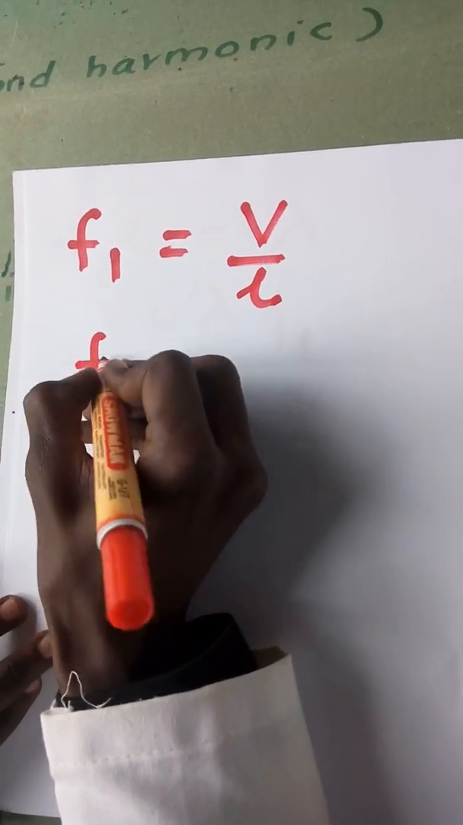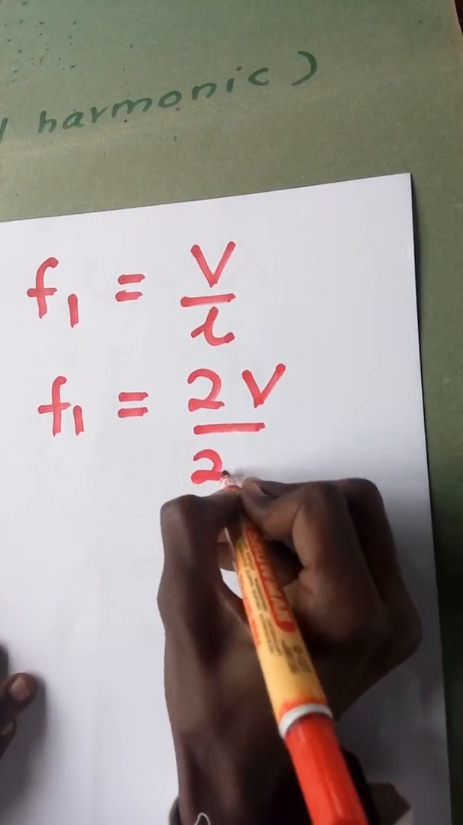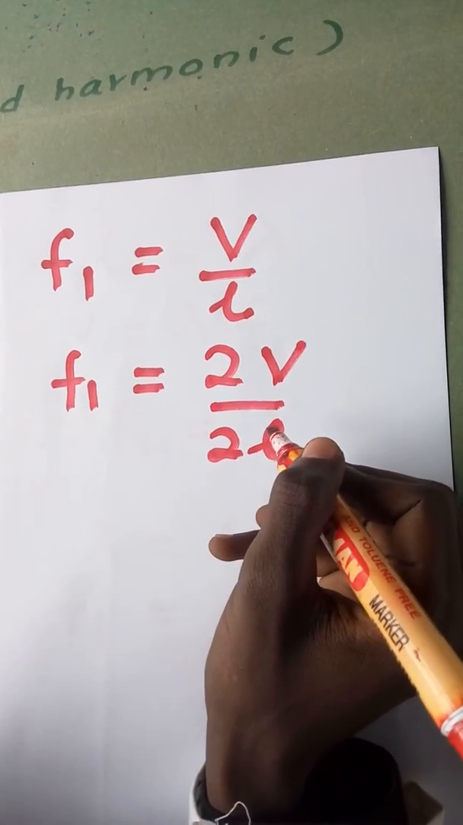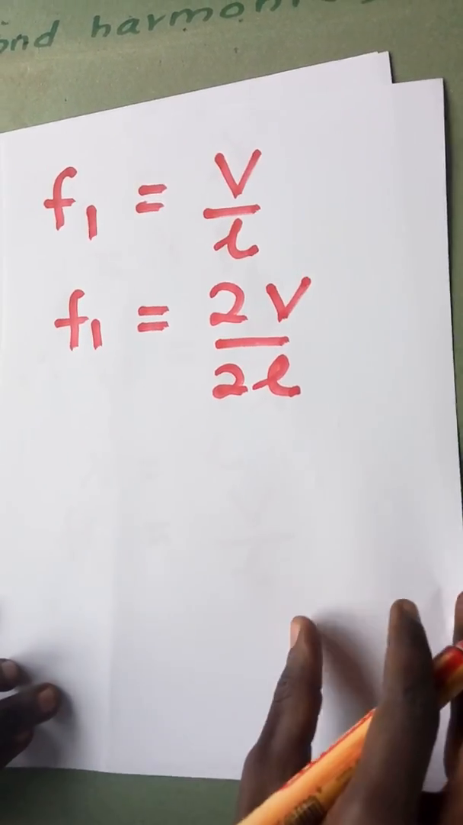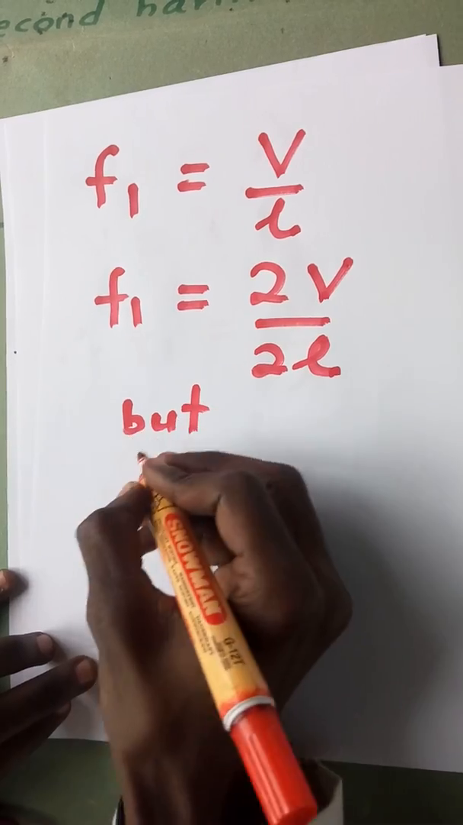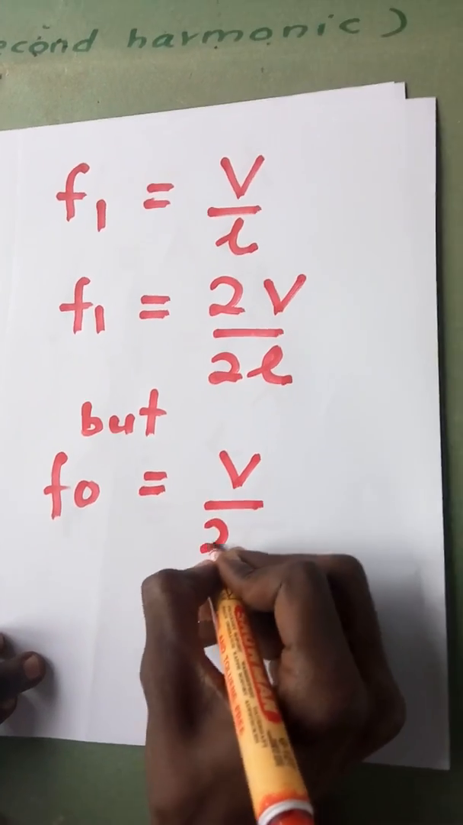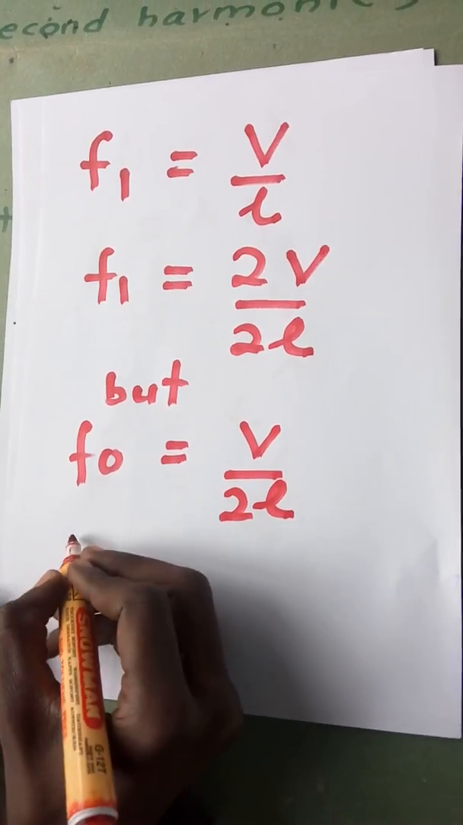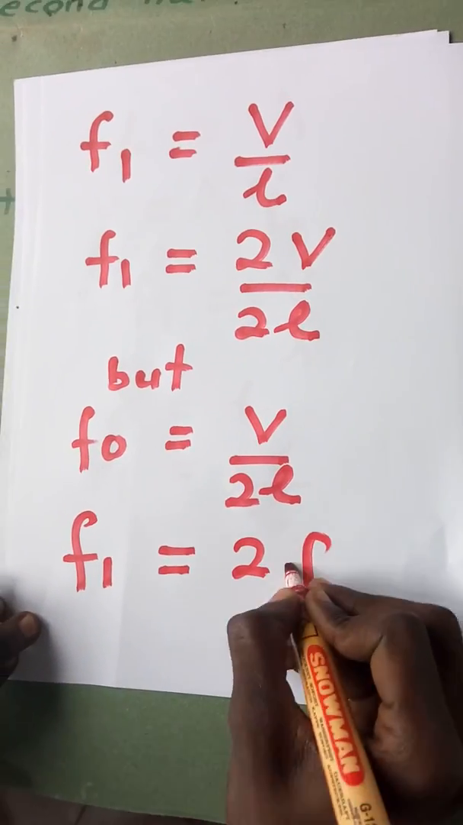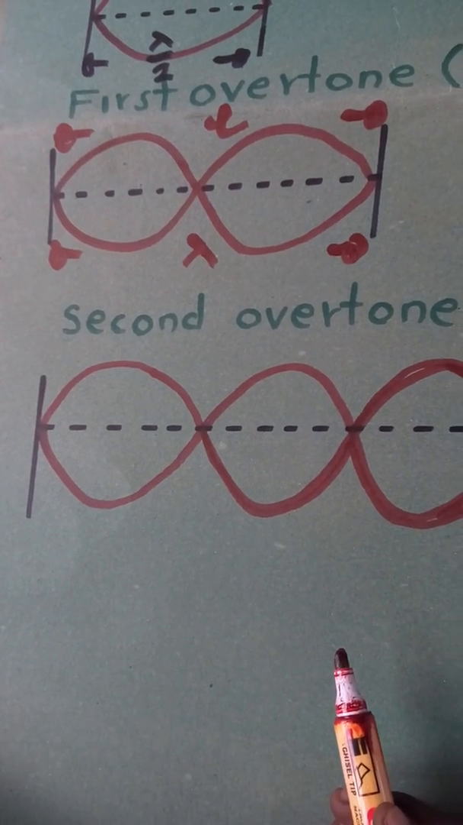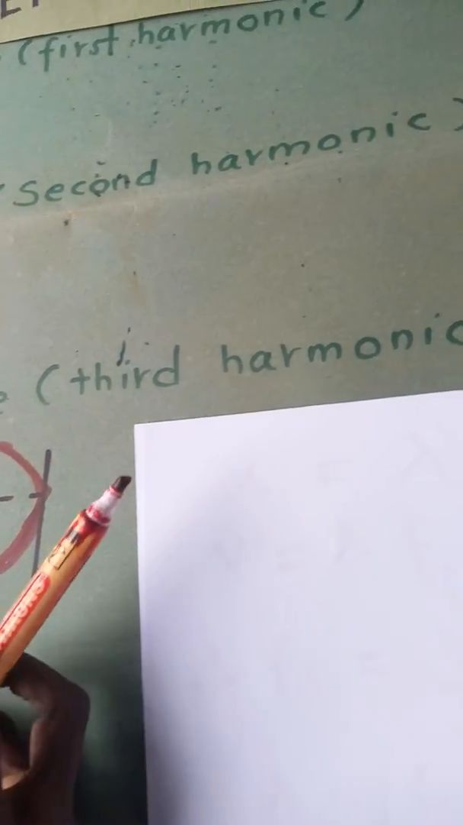If I take this equation and multiply by 2 and divide by 2, it does not affect our equation because this is going to cancel with this one. But fundamental frequency is equal to velocity over 2 times length of the string. Therefore, frequency of the first overtone is equal to 2 times the fundamental frequency.